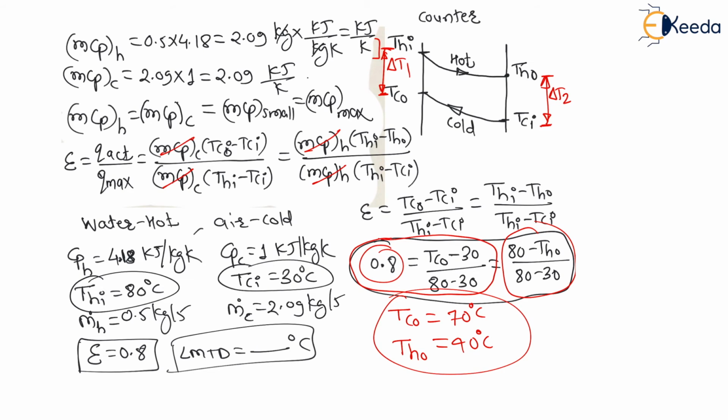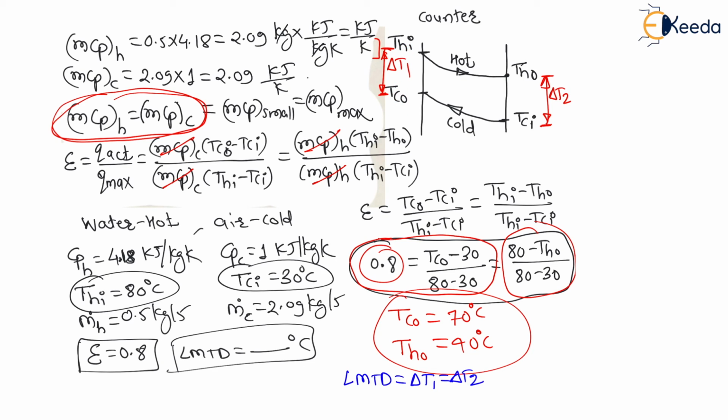Now, a very important step, my dear students. As mCp of hot is equal to mCp of cold, it is a special case of the counterflow heat exchanger. For such a case, that is, if the mCp product of hot and cold is the same, then for a counterflow heat exchanger, delta T1 is equal to delta T2. Therefore, for this special case, the LMTD, log mean temperature difference, of the counterflow heat exchanger is equal to delta T1 or delta T2, any one of them. Therefore, LMTD is nothing but THI minus TCO.